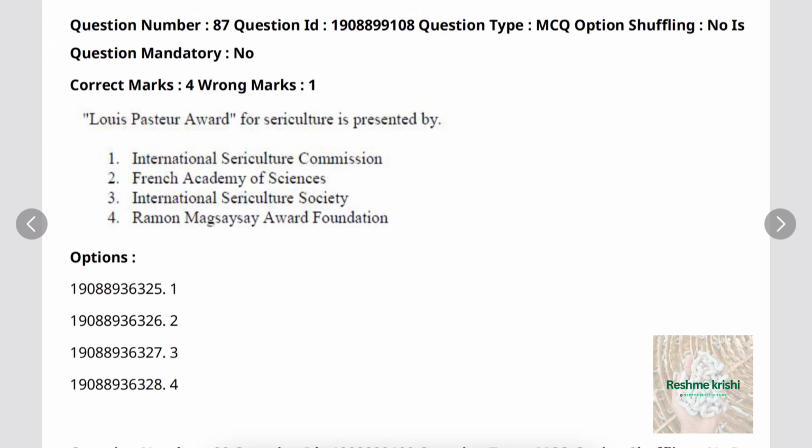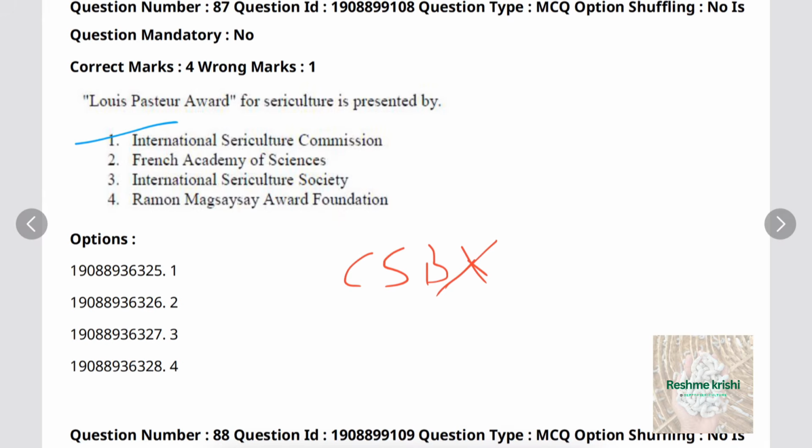Louis Pasteur Award for Sericulture is presented by CSB. Do you think it is CSB? No, it is not CSB. It is given by the International Sericulture Commission. Why is the Louis Pasteur Award given in sericulture?